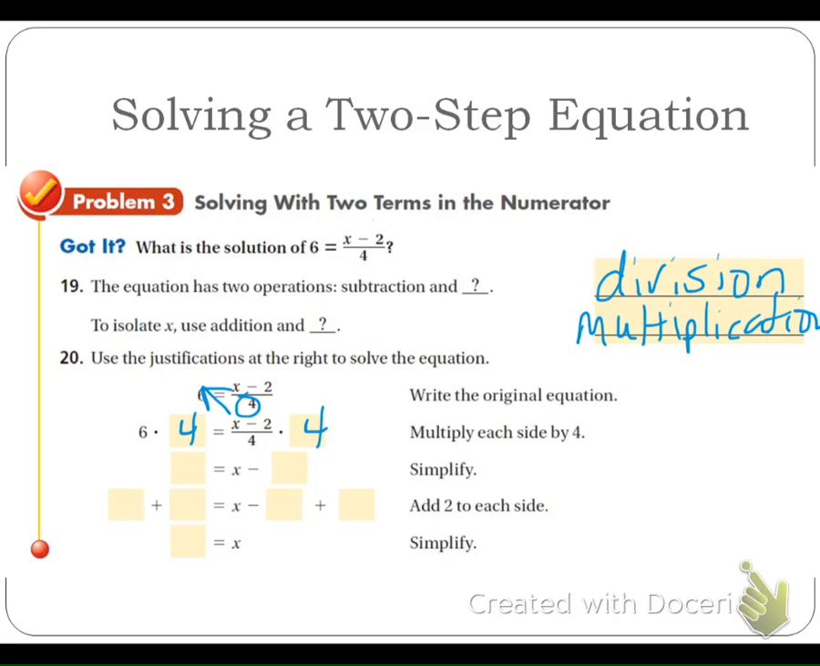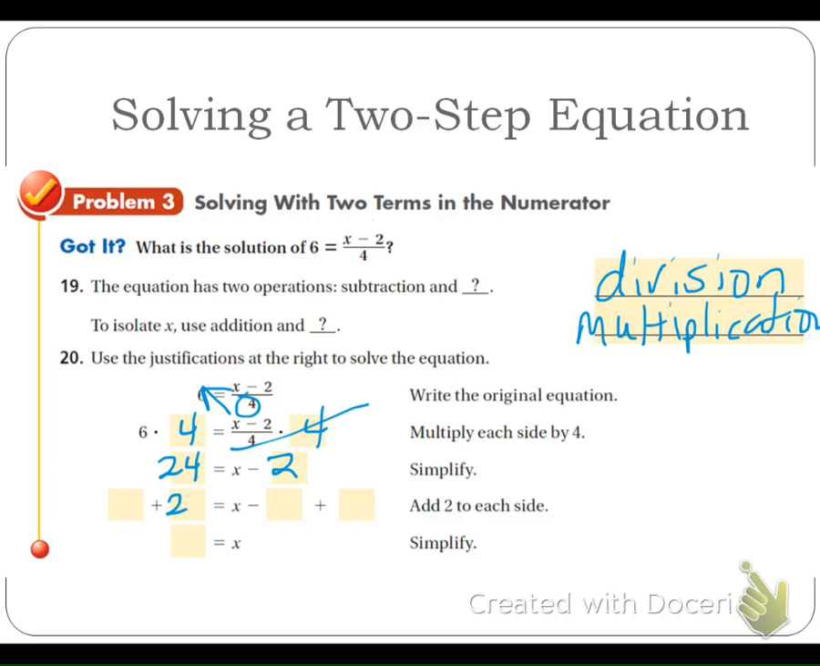Once you do that, you need to simplify it. The 4 will cancel out the 4, so we have 6 times 4 equals 24 equals x minus 2, because the 4's cancel out. The next step, we need to combine our like terms. We have that negative 2, which is a constant, that we need to combine with the 24.